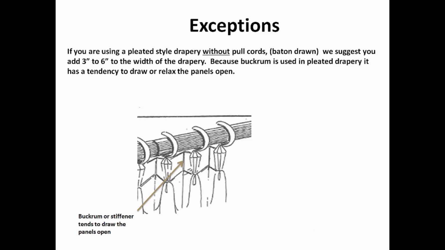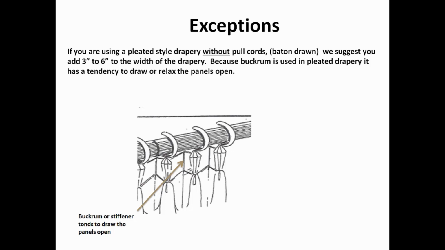Another exception that I think is really pretty important, especially because of the type of hardware that's used now, is if you're using a pleated style drapery without pull cords. In other words, a rod that you're opening by a baton or something of that nature, hand drawn if you will. In that case, we suggest that you add 3 to 6 inches of extra width to the drapery.